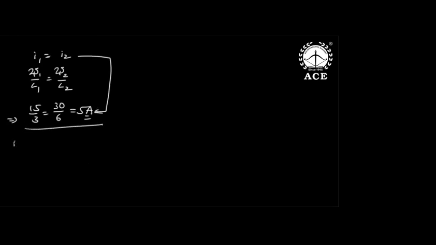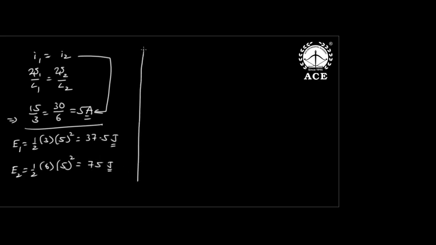Now I am going for energy. E1 is half L1 I1 square and E2 is half L2 I2 square. So now this comes as 37.5 joules and this comes as 75 joules.